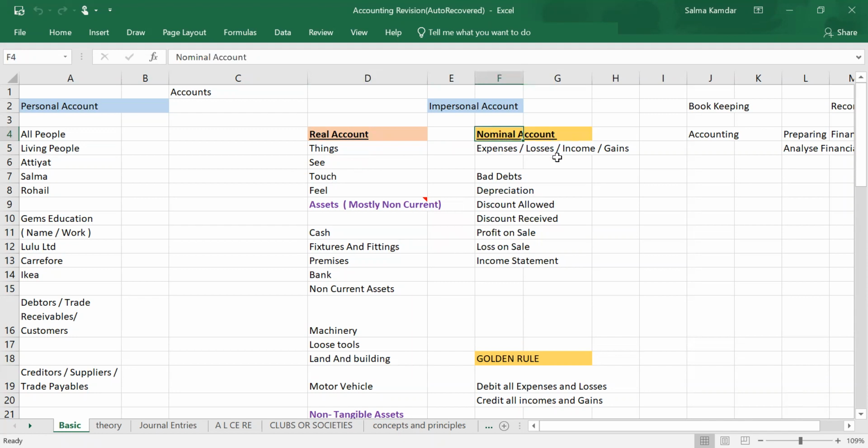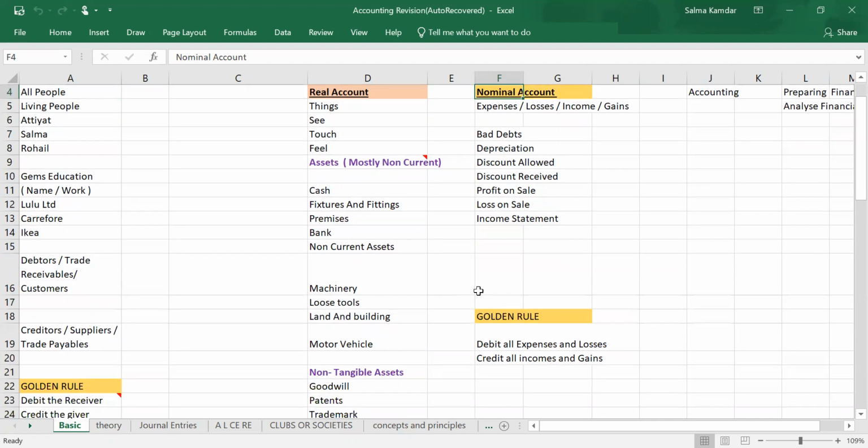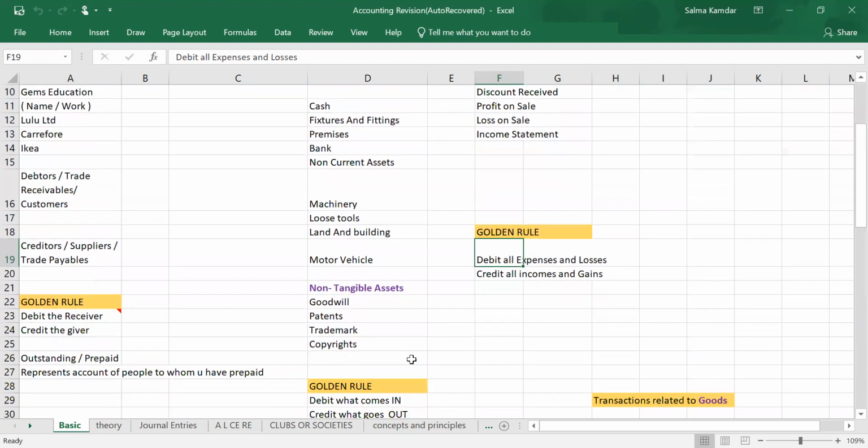A nominal account is about expenses, losses, income and gains. For example, bad debts, depreciation, discount allowed, discount received, profit on sale, loss on sale, income statement. And each of these has golden rules. The golden rule for nominal accounts is debit all expenses and losses and credit all income and gains.